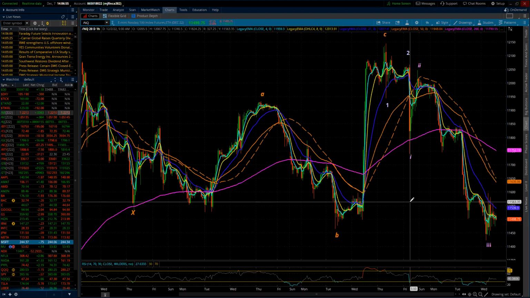Good evening. This is the Elliott wave update for the NASDAQ 100 and the S&P 500 for Wednesday, December 7th, 2022. I'm going to begin right here on this hourly chart, and the reason being is that I'm now very satisfied with the ABC labeling that I have.